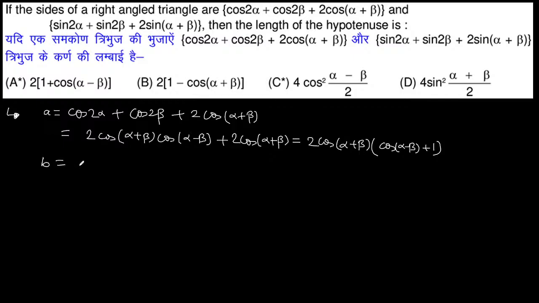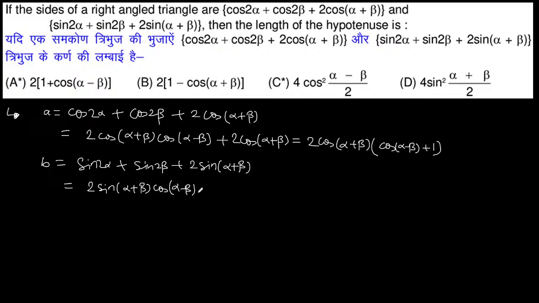B will come out to be sin 2 alpha sin 2 beta plus 2 sin alpha plus beta. If we take 2 sin alpha plus beta common, we have cos alpha minus beta, and we have 2 sin alpha plus beta, which will come out to be 2 sin alpha plus beta into cos alpha minus beta plus 1.